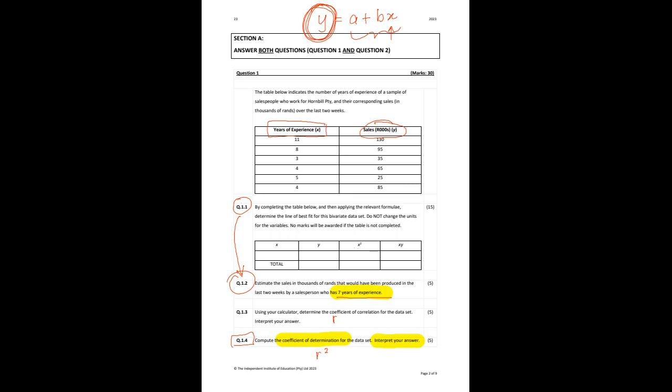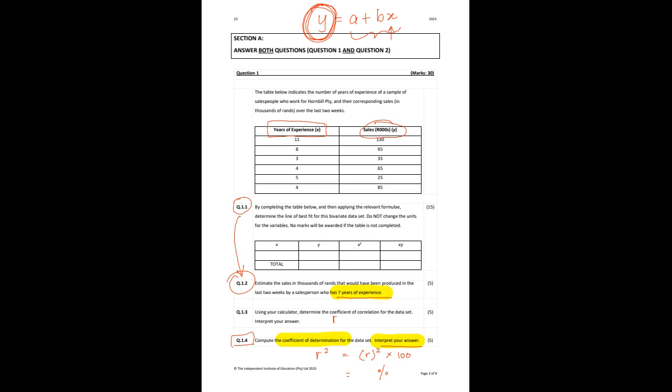So once you calculate R, you're literally just going to take the R value, square it, multiply it by 100, and it will give you your answer as a percentage. Please stick to 2 decimal places unless it's specified otherwise for a particular question. And then once you're done with that, you will interpret your answer.